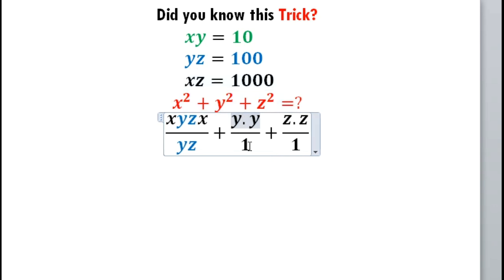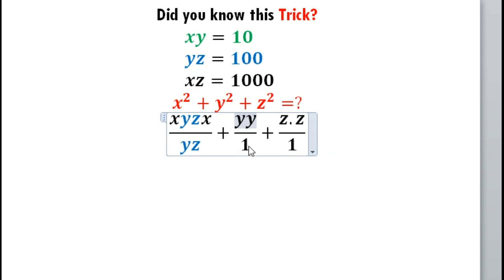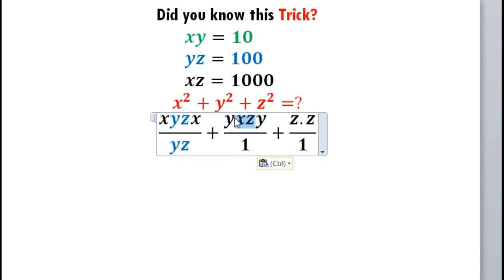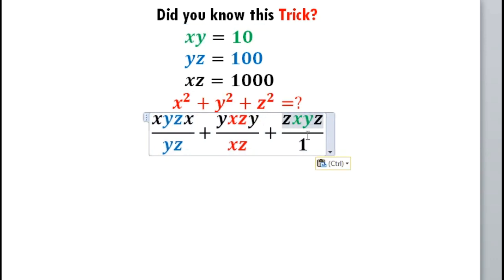Then we have y times y by xz. Then you do the same in the denominator by xz. Then the last term here, we already have z times z. To introduce the other variables, we are remaining with x and y, so we'll multiply that term by xy. So you'll multiply the numerator by xy. You have to do the same in the denominator again. You multiply by xy.